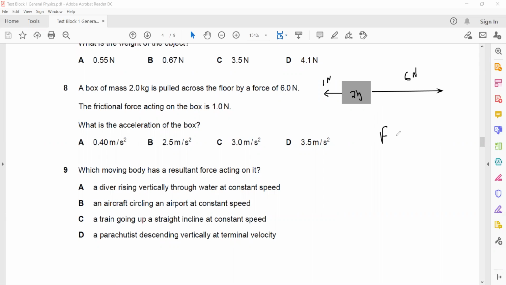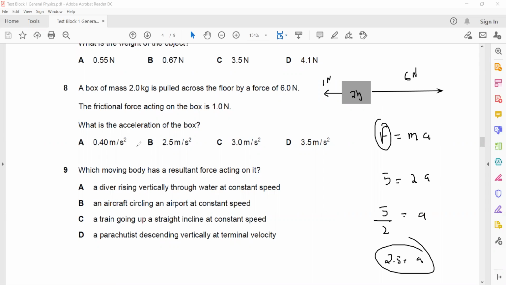You have this formula F is equal to ma. But what you substitute in this F, you substitute the resultant force. So resultant force is 5, mass is 2 and acceleration. So 2 is multiplied, on the other side it will divide. So 5 divided by 2, you get 2.5 meter per second square. So B is the right answer.